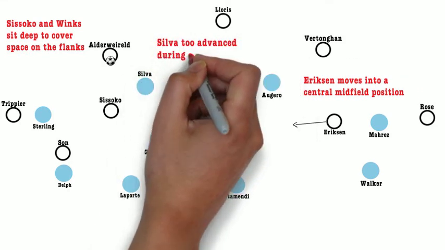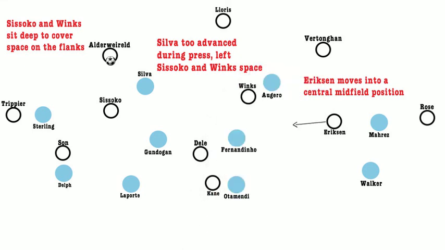David Silva was too advanced during the press. He should have sat off Aguero and attempted to cut out passing lanes to the central midfielders, as this would have forced Alderweireld and Vertonghen to go long more often.